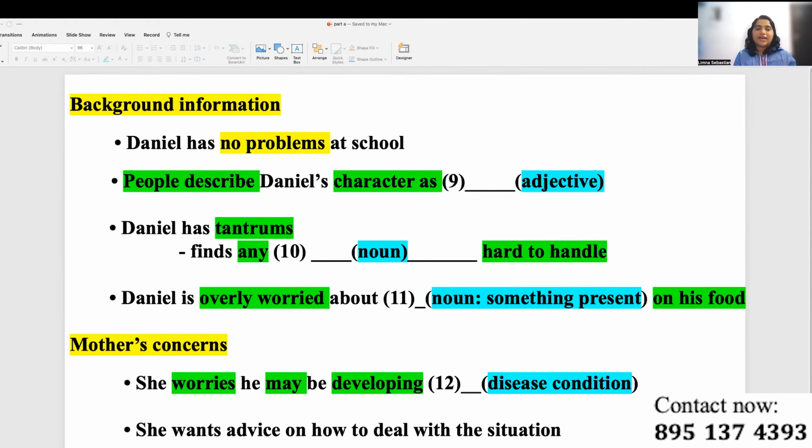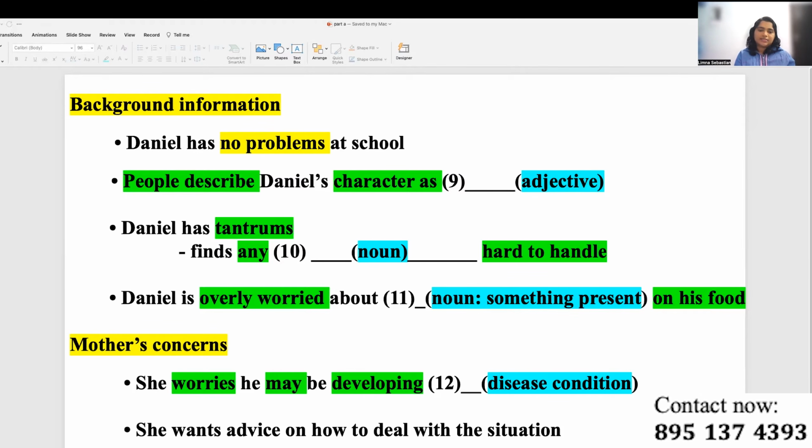And it's written Daniel has tantrums. Under that it's written finds any dash to handle. So here in this gap we can predict some noun, because something is very difficult for Daniel to handle, to adjust to. Okay, so we can predict like that.